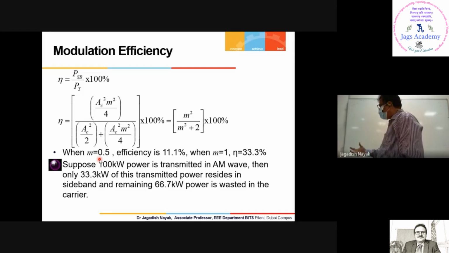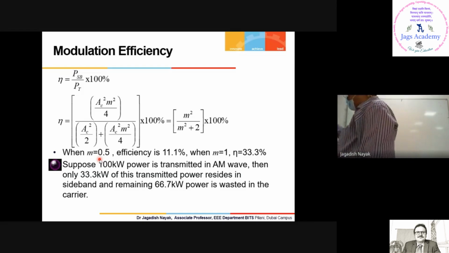How much is wasted actually as a carrier? 66.7 out of 100 kilowatts. Your power transmitted to an antenna is 100 kilowatts. Out of that, how much is required actually for transmitting your signal? Only the sidebands. That is where you have your message signal and the carrier signal.